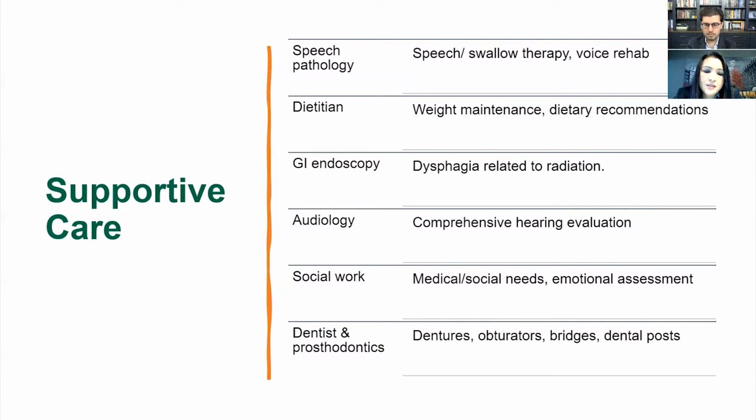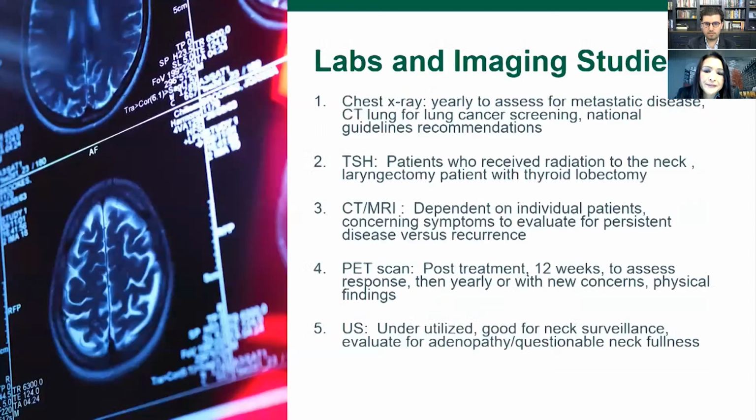And lastly, they talk about not being able to chew because of prior surgeries, and they always want more. They always want teeth or dentures. So just make sure that they are referred to an appropriate dentist or a prosthodontist to fabricate new dentures, bridges, dental posts, or obturators to help with chewing.